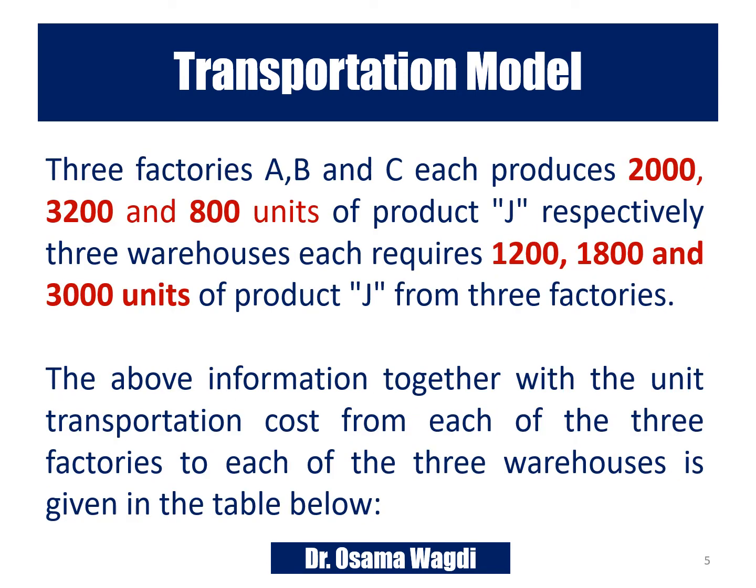That's the example we have said also in the previous video, but we will review it as quickly as possible. It said that 3 factories A, B, and C each produce 2,000, 3,200, and 800 units of product G, respectively. 3 warehouses each require 1,200, 1,800, and 3,000 units of product G from the 3 factories. Okay.